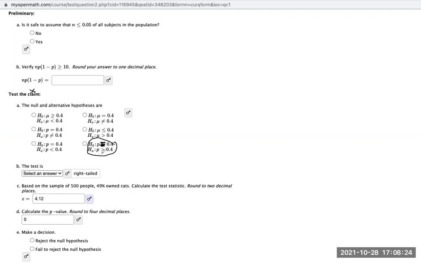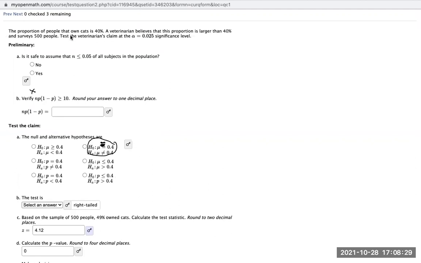That's why when you go up to the real problem, you can just translate the hypothesis literally straight from the writing here. Proportion, your p. The larger than, you face the alligator's mouth toward the p. And then 40%, your 0.40. And there's your alternative hypothesis. It's just shorthand, exactly as written there.